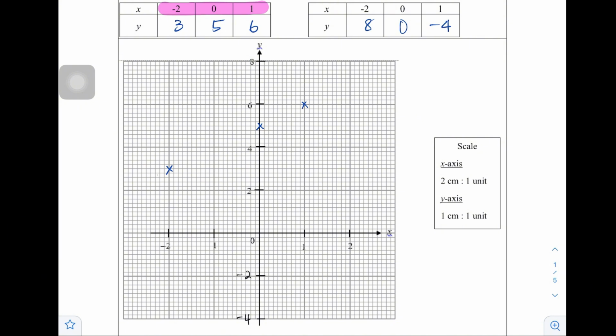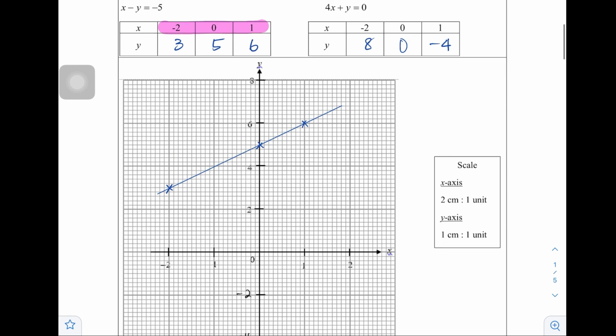So with these 3 points, I will draw with my ruler a straight line across all 3 points. Right, and after I do that, I should label my graph. Right, x minus y equals -5. Next, we will move on to plot the points for the second equation.